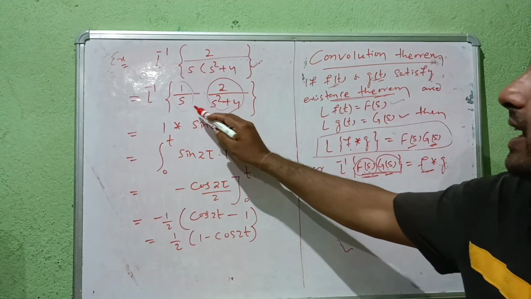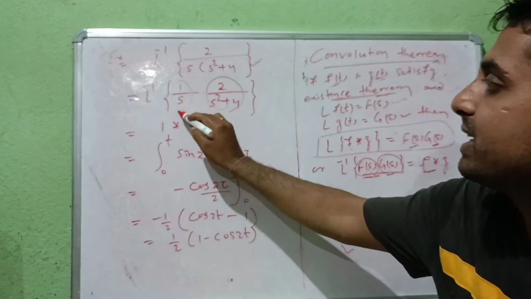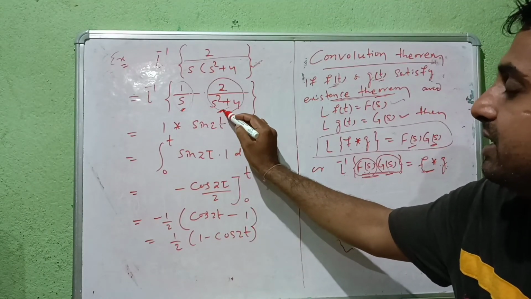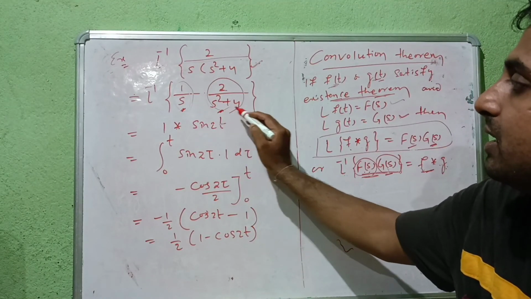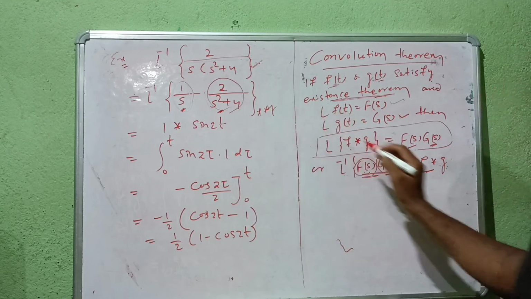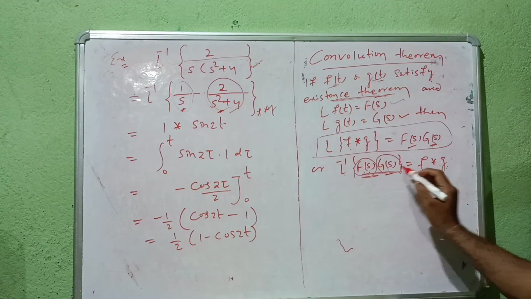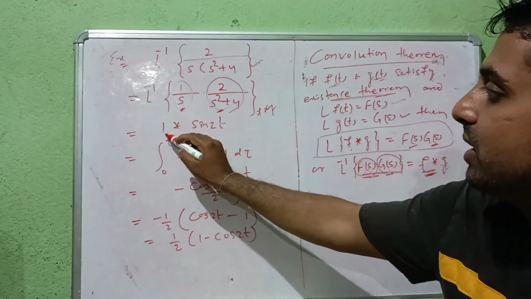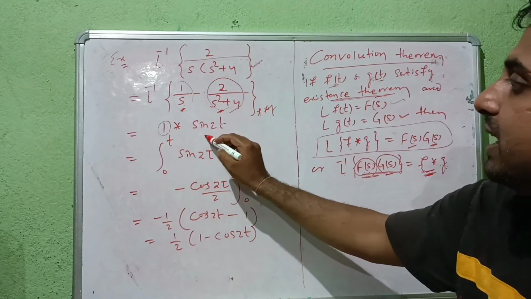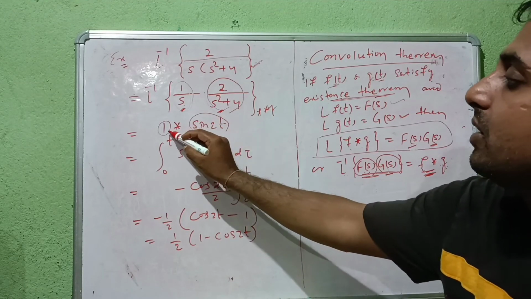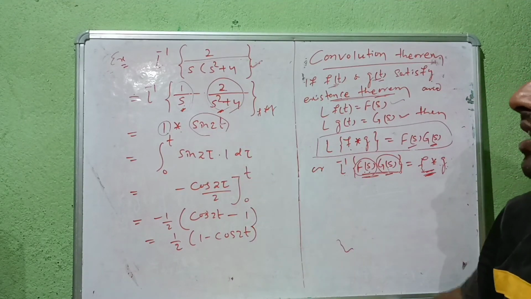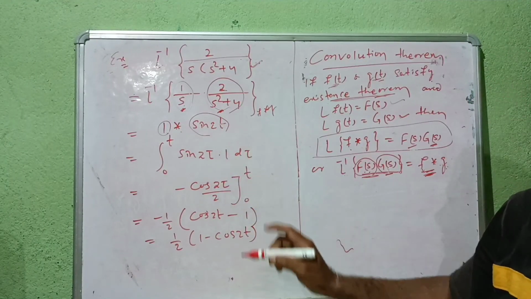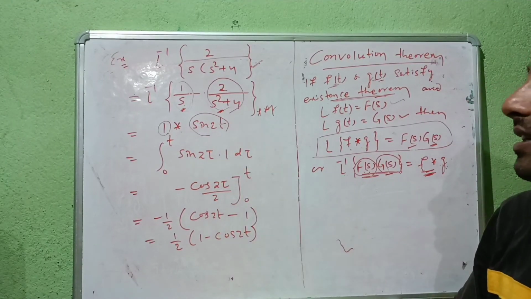So directly we can write the Laplace inverse: consider this as f(s) and this as g(s), so the result will be f star g. The inverse of 1 by s is 1, and the inverse of the other is sine 2t. So the result will be 1 star sine 2t. Don't write it as 1 into sine 2t. This is 1 star sine 2t, the convolution of 1 and sine 2t.